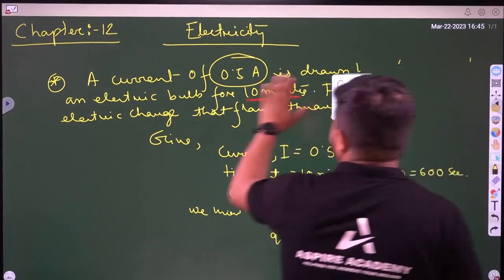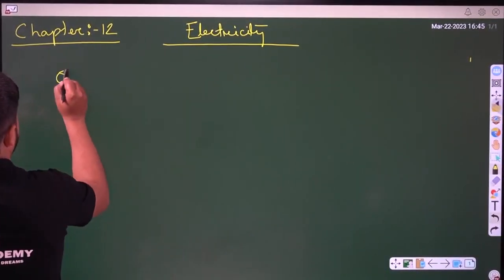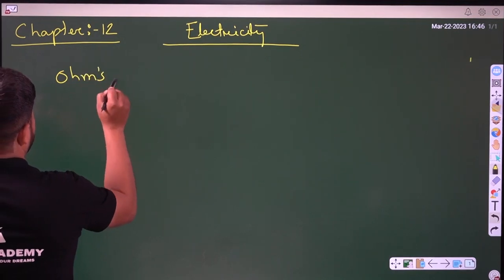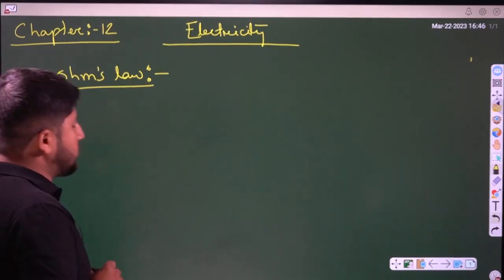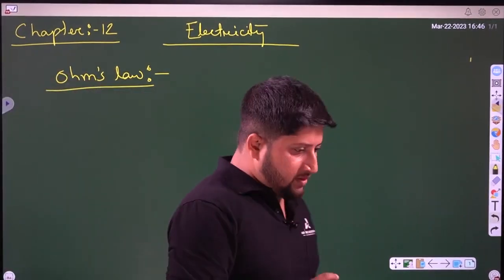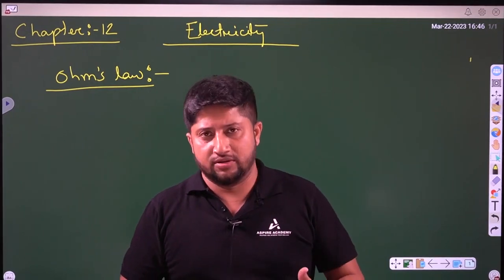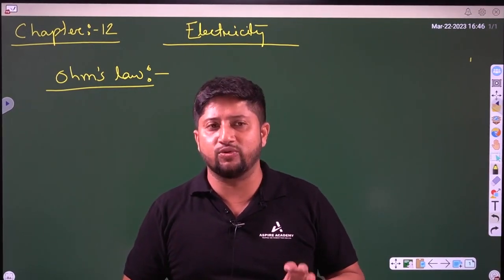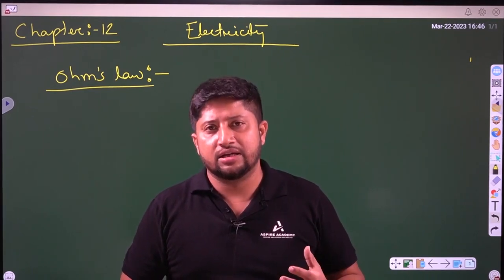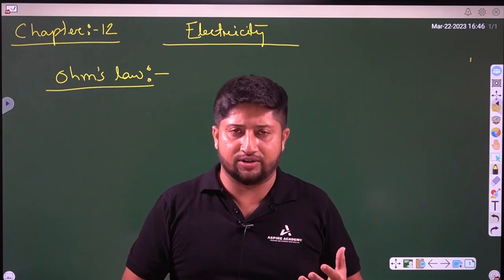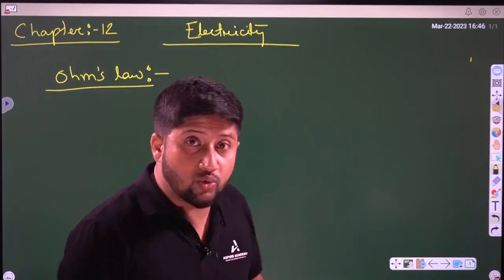Okay, so next is Ohm's law. Ohm's law is very, very important for electricity. Without Ohm's law, we cannot proceed further. So what is Ohm's law? Ohm is the scientist who gave this law. The current flowing through a conductor is directly proportional to the potential difference between the two ends of the conductor.